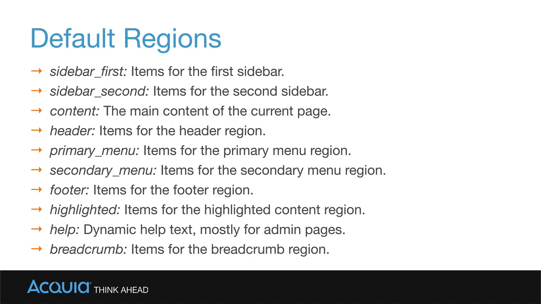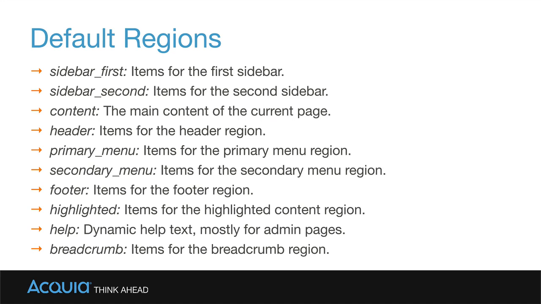The default regions in Drupal: sidebar first, sidebar second, content, header, primary menu, secondary menu, footer, highlighted, help, and breadcrumb. Each of these has a specific purpose for a Drupal theme. And so when we didn't declare any regions, all of these were available. Once we declare one, none of these will be available until we declare them again.